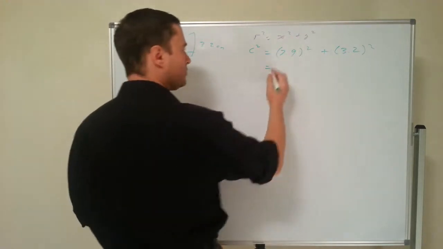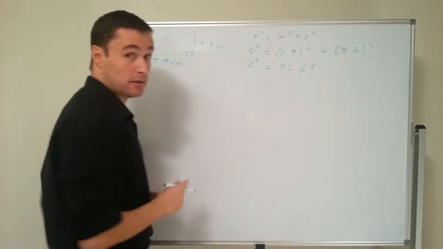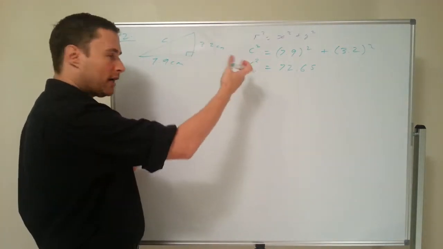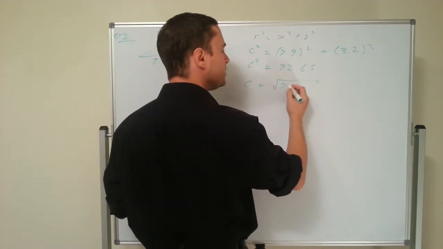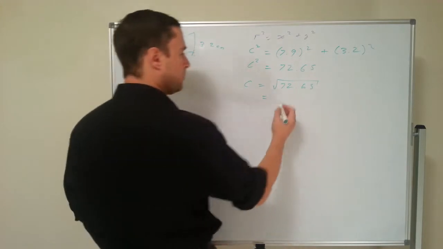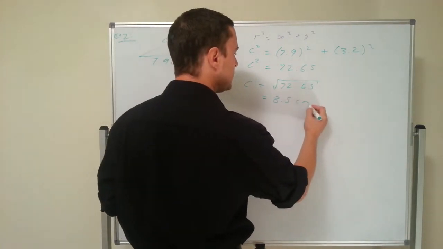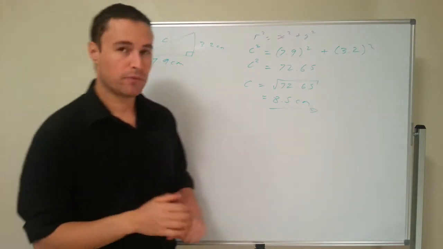Right? So now I'm going to work this out in a calculator, and I get 72.65. That is c squared, not c. So to work out what c is, I have to do the opposite of square, which is the square root. The square root of 72.65 gives me 8.5 centimeters, and I've rounded this to 2 decimal places and then 1 decimal place respectively. Okay, alrighty.